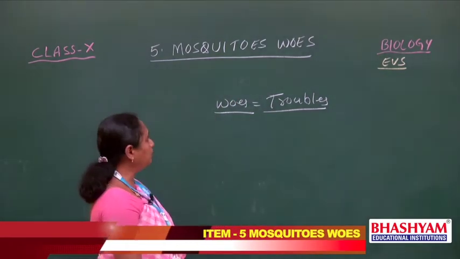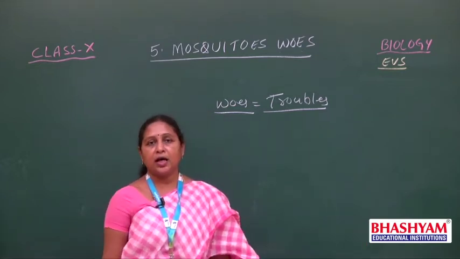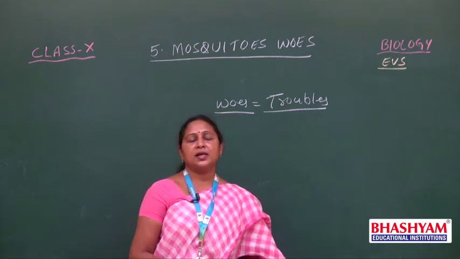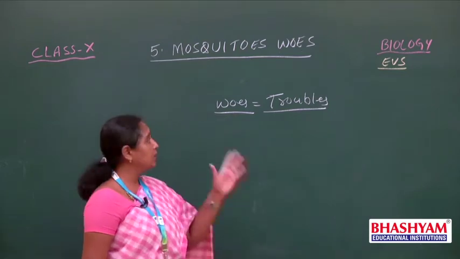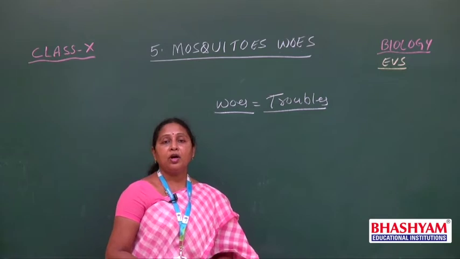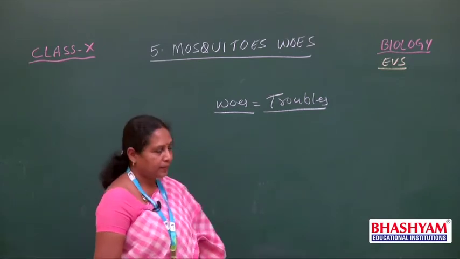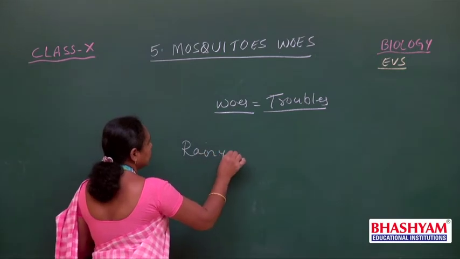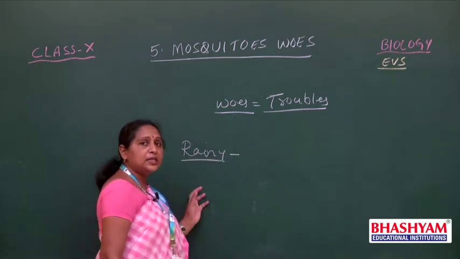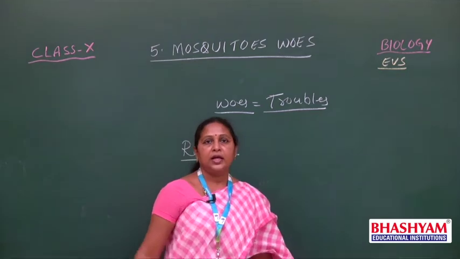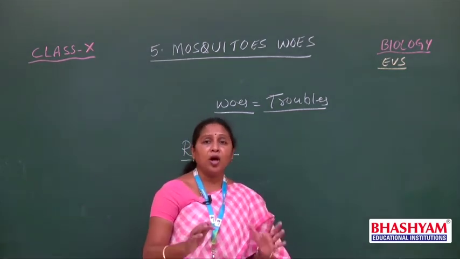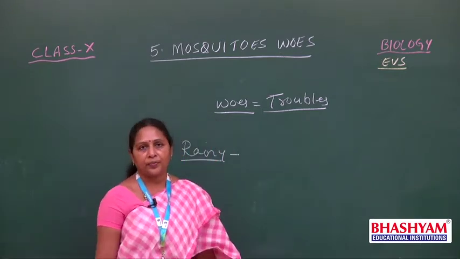As we know, as the monsoon sets in or the rainy season begins, one of the biggest problems in our houses is mosquitoes. Because during the rainy season, there is a chance that water may stagnate in our surroundings, in our drainages, in our water tanks, anywhere the water may stay for a long time.